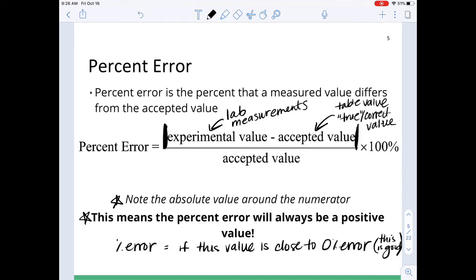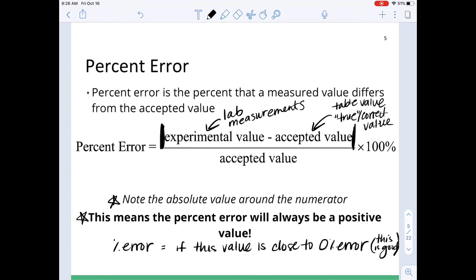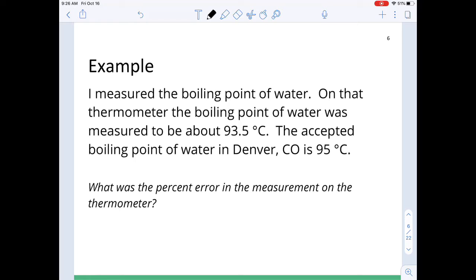Okay, it means that we didn't have a lot of error in our experiment. The closer you are to 100, the worse off your calculation or measurement was. Okay, so we want this value to remain as low as possible. All right, so we're going to do an example where we're calculating the percent error.